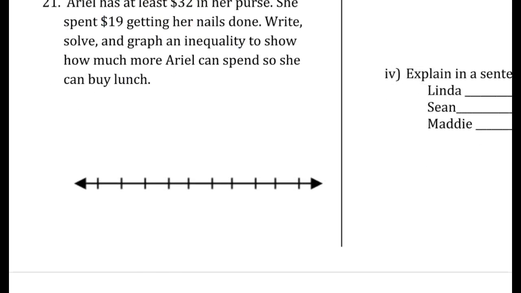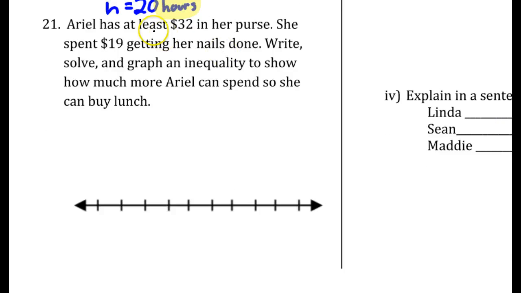Alright, so here we go, next one. Ariel has at least $32 in her purse. She spent $19 to get her nails done. Write and solve and graph an inequality to show how much more Ariel can spend so she can buy lunch. I only have $32 total, at least. So at least means I have $32 or more. Very important to understand. At least means that much or more.